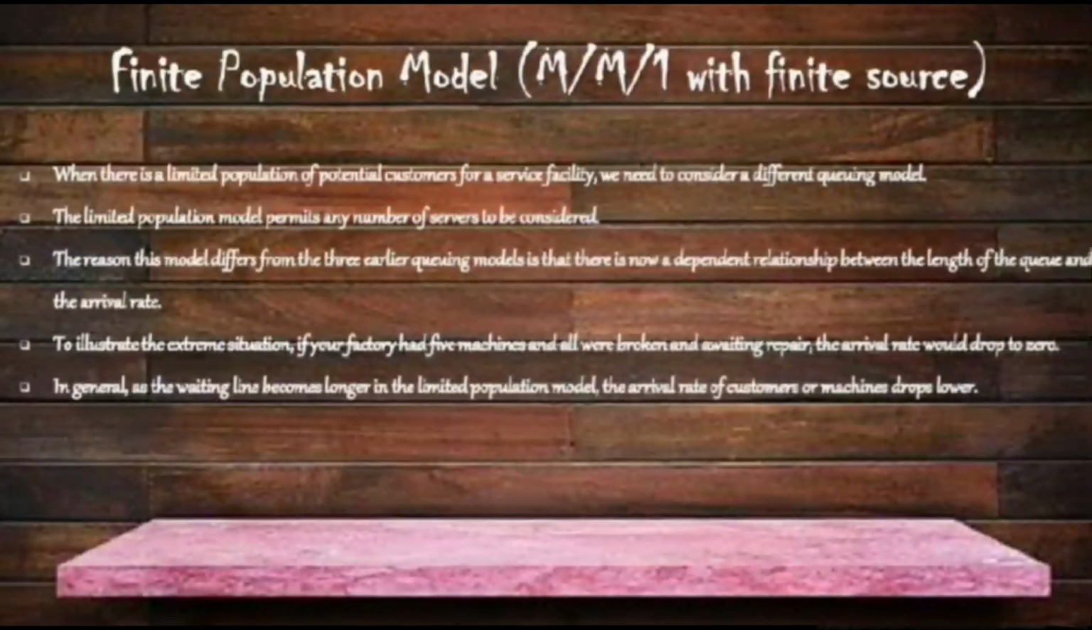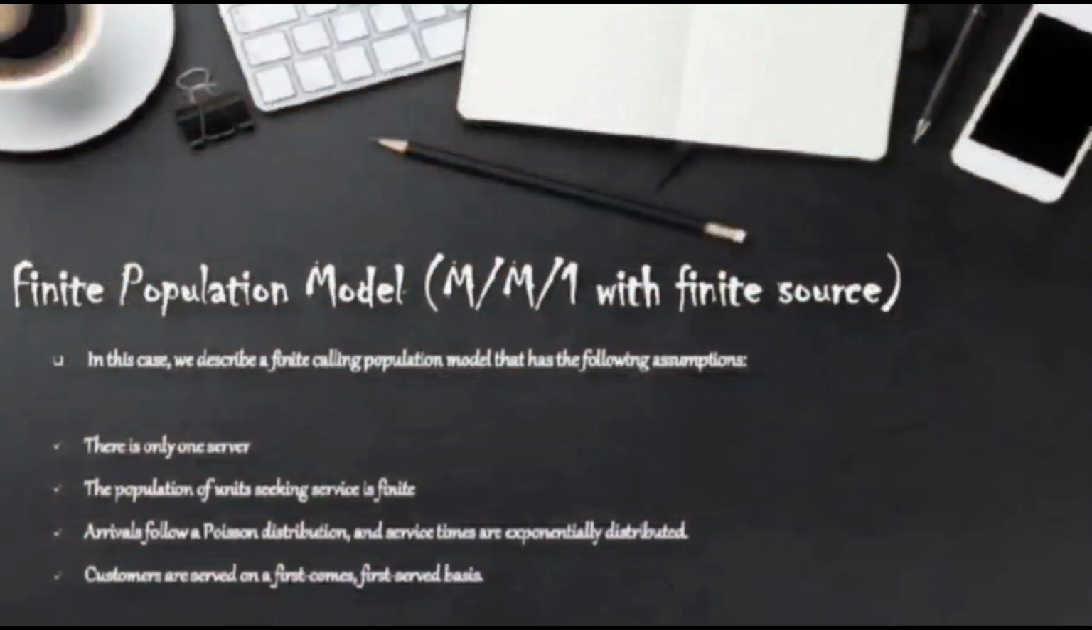In general, as the waiting line becomes longer in the limited population model, the arrival rate of customers or machines drops lower. In this case, we will describe a finite calling population model that has the following assumptions. There is only one server, the population of units seeking service is finite, arrivals follow a Poisson distribution, service times are exponentially distributed, and customers are served on a first-come, first-served basis. From the word itself, finite means limited, the number of customers a server can accept is limited.